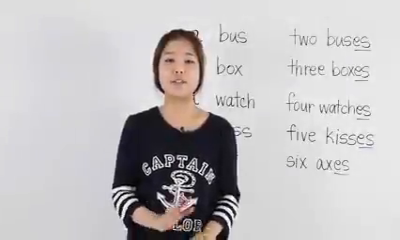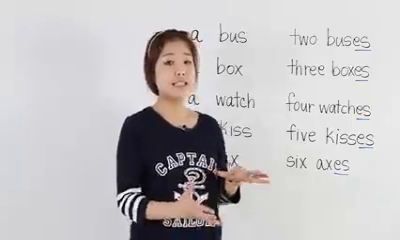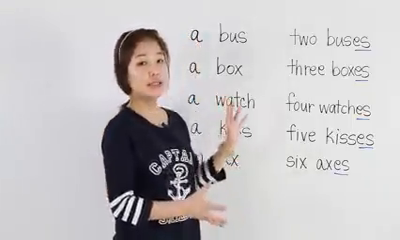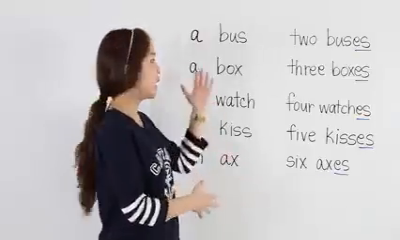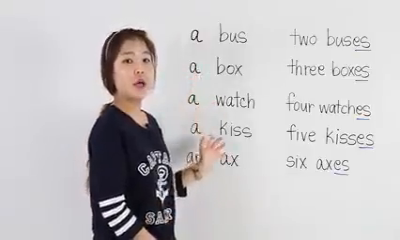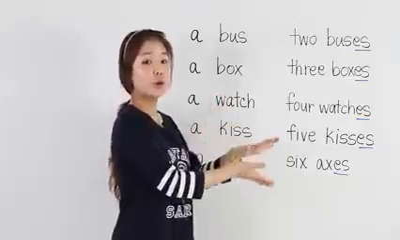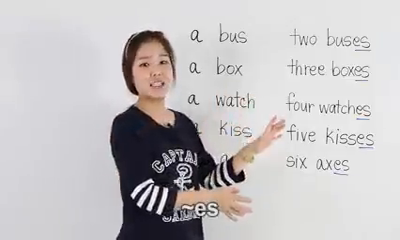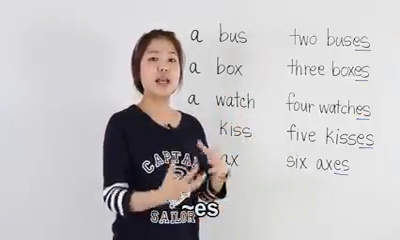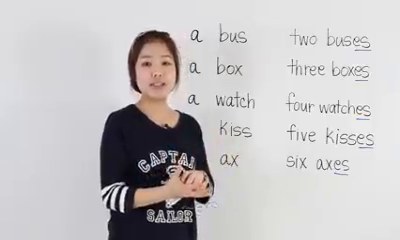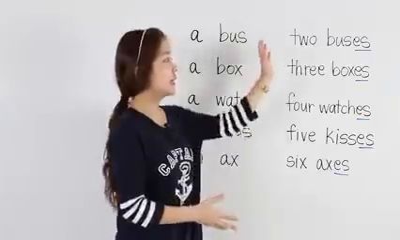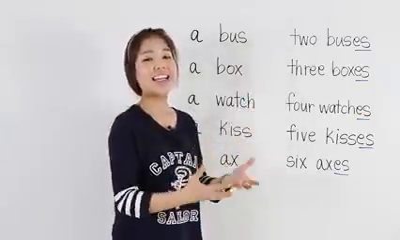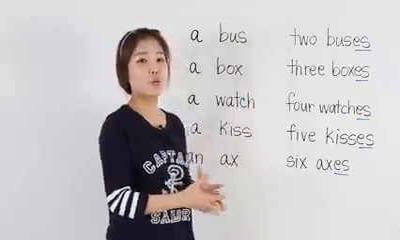Okay, now we have some more nouns. These nouns are a little bit different. When they're singular, it's the same. You put a or an in front. But when you want to make them plural, you have to add ES. Remember, I said you can add S or ES to make a noun plural, more than one. So again, these nouns you have to add ES. So let's go through them one more time.